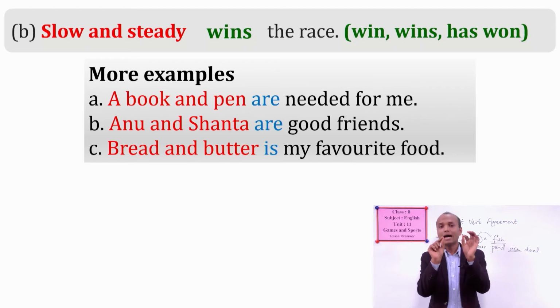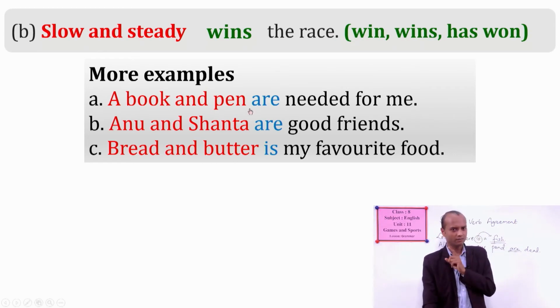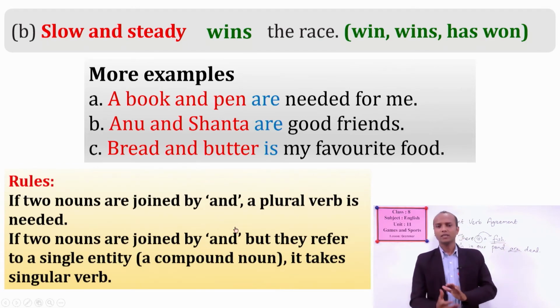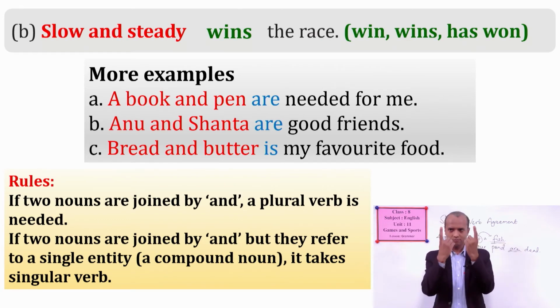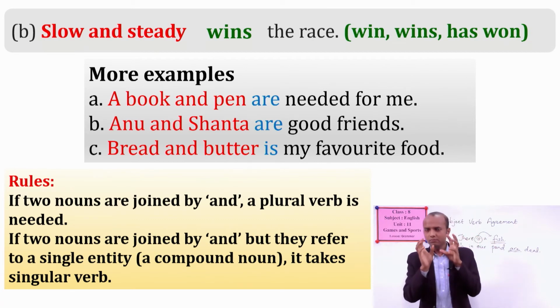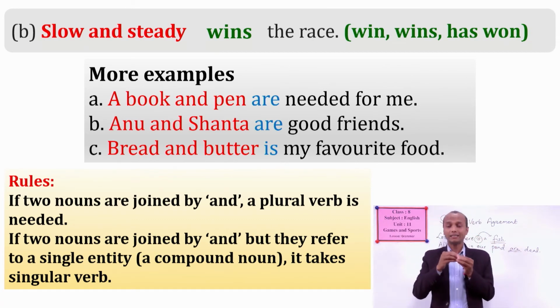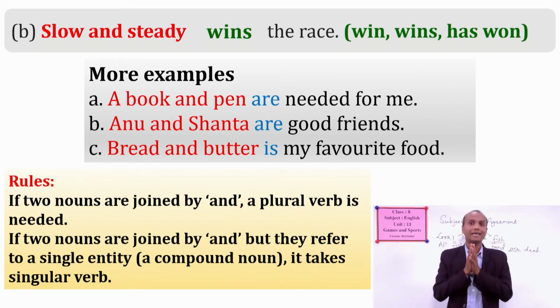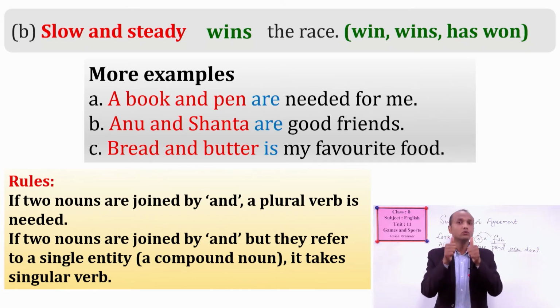If two nouns are joined by and, you can see here, a book and pen are, Anu and Shanta are. But bread and butter is. Why? Because if two nouns are joined by and, it takes a plural verb, because it makes the noun plural. But there are some nouns, okay? Even if they are joined by and, they refer to a single thing, a single entity. That's why they take a singular verb.